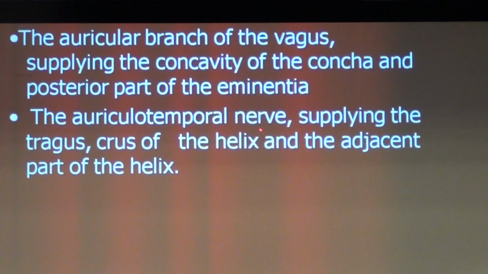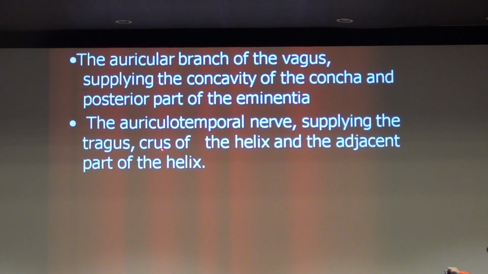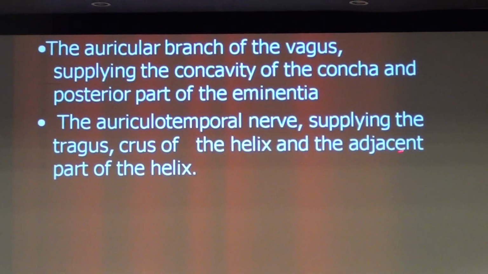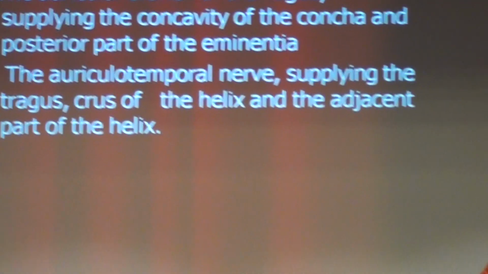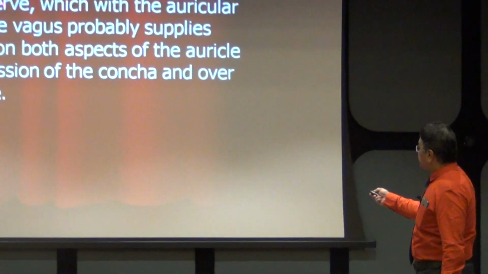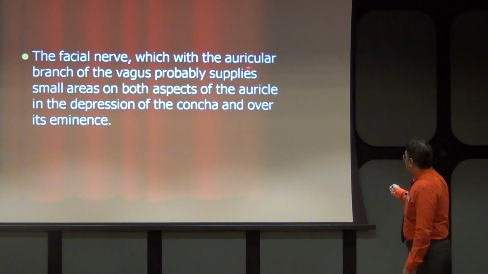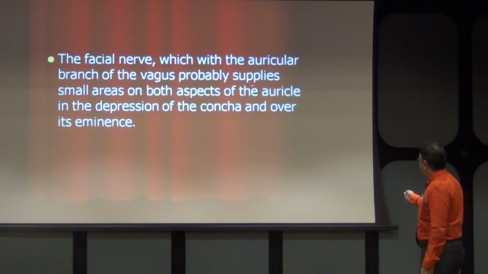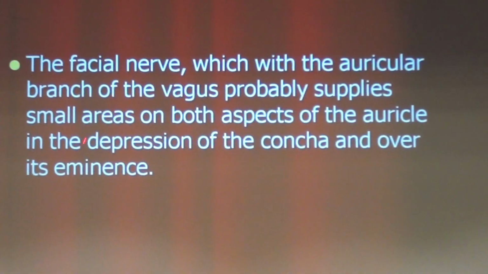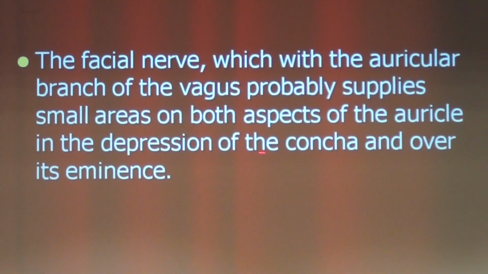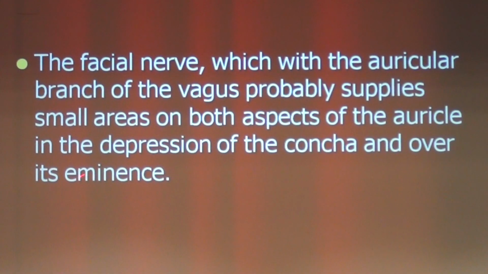The auriculotemporal nerve supplies the tragus, the crus of the helix and the adjacent part of the helix. The remaining part of the lateral surface, on the superior side, is supplied by the auriculotemporal nerve. The facial nerve, with the auricular branch of the vagus nerve, probably supplies a small area on both aspects of the auricle, the depression of the concha and over the eminence.